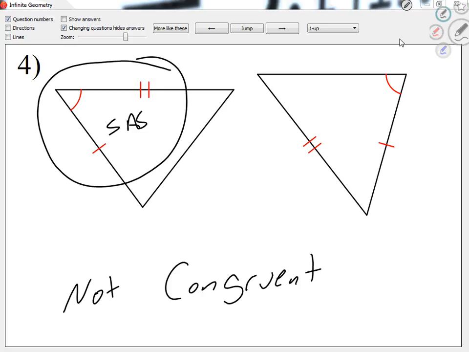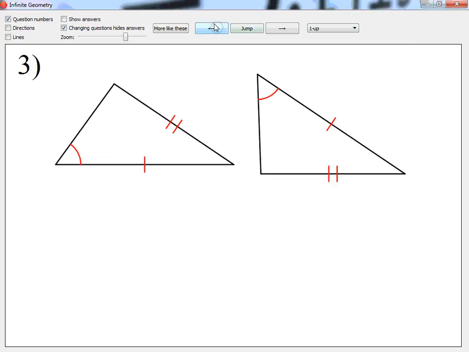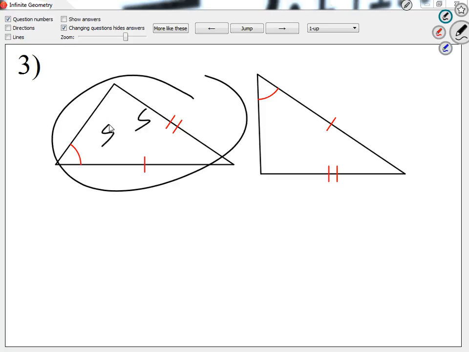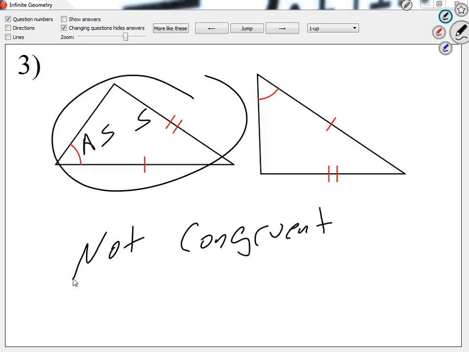Number 3. All right, let's take a look at number 3. I see 2 sides there. Is the angle between the sides? I know angle side is not good. Is that angle 90 degrees? No. So I cannot fix it to HL, so I'm just going to call it not congruent. Remember, not every angle side works, only if it's 90 degrees. But then we call it HL, hypotenuse leg.